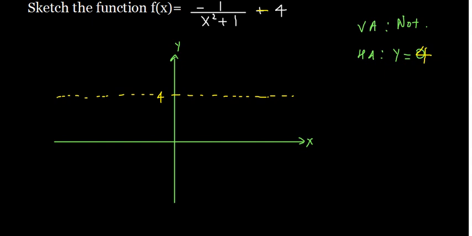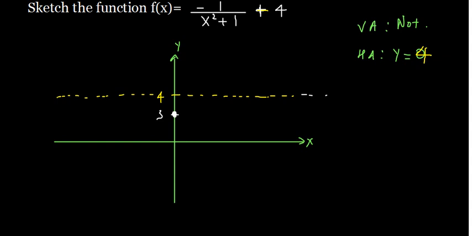Okay, so let's say when x is equal to 0, we are going to have -1 over 0 plus 1, which is just 1. So we are going to have -1 over 1, which is -1. And remember, this is plus 4. So that will be -1 plus 4. That is going to give us a 3. So when x is equal to 0, y is going to be 3. This is going to be the value. Now remember, the asymptote is at 4.